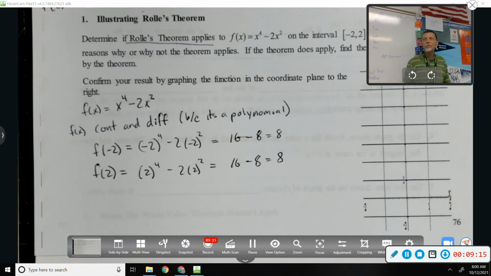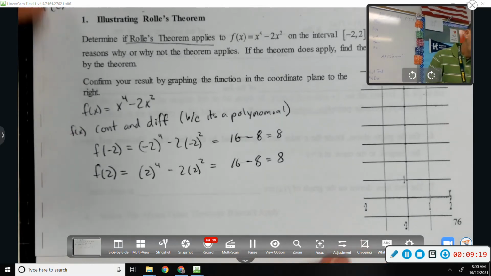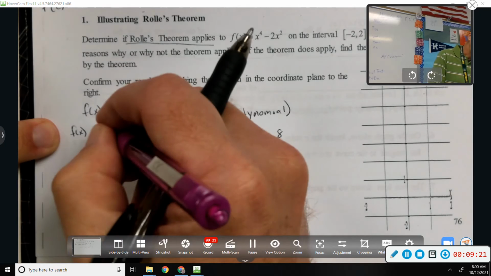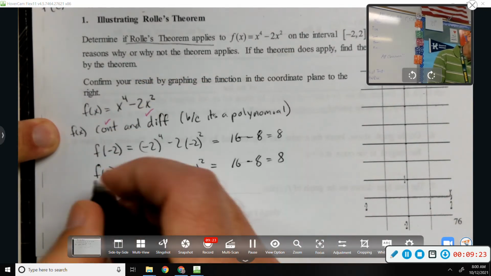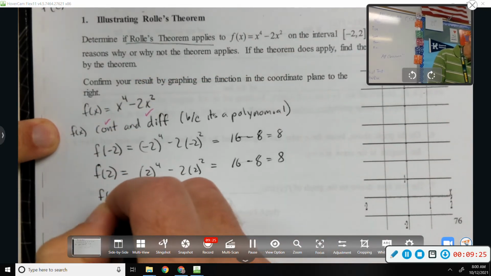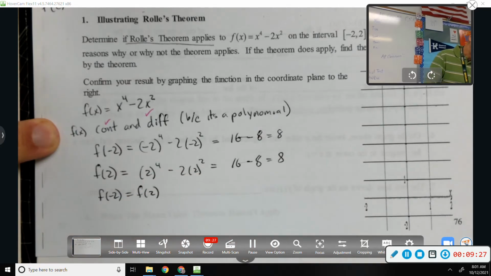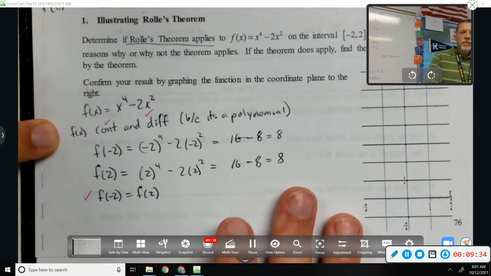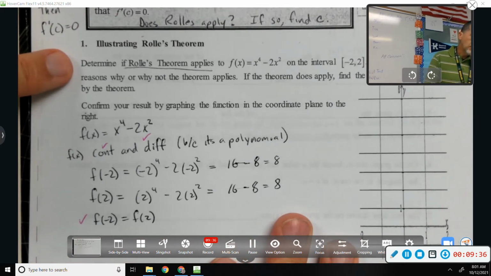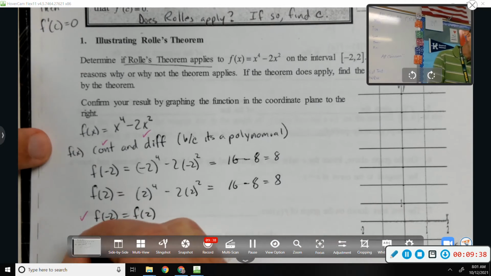So now I need to state that they are equal. Right, I'm looking at my if, continuous and differentiable, got that. And then lastly, I need to say f of -2 equals f of 2. First statement was determine if it applies. So I need to state that it applies.